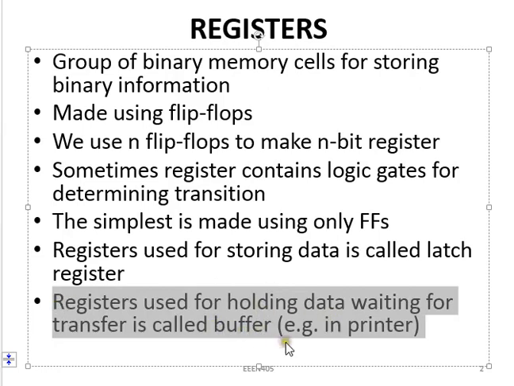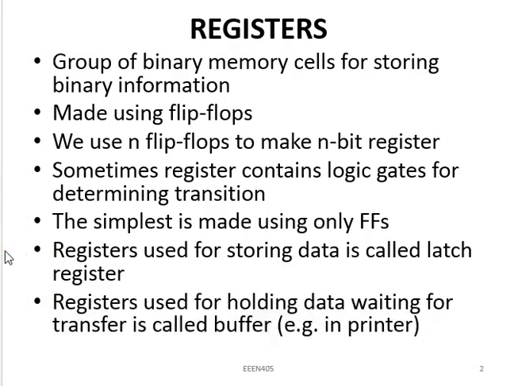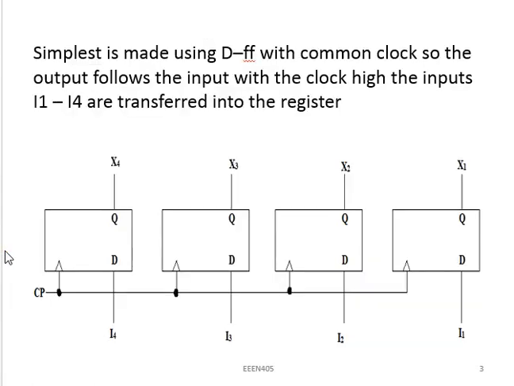A typical example of a buffer is in a printer operation. If you send 2 documents to your printer to print, of course it will start printing the first one, and the second one it will keep in the buffer until the first one finishes, then it will pass it to the printer for the printing operation.